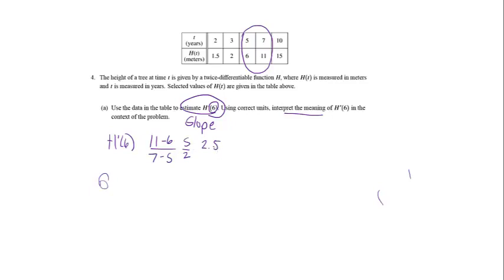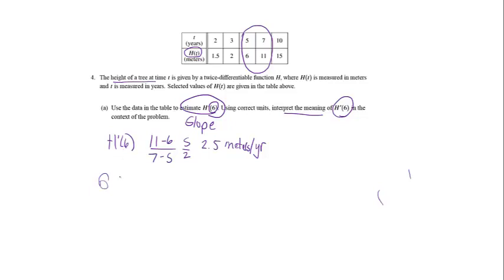And let's see if I look at my units. Since this is a slope, it's just the y value over the x value. So my y units are meters per, and then my x value is years, so 2.5 meters per year. And when it asks us to interpret the meaning of a derivative, something is changing. So since we're finding the derivative, h is going to be changing. So what did h represent? H represented the height of the tree.